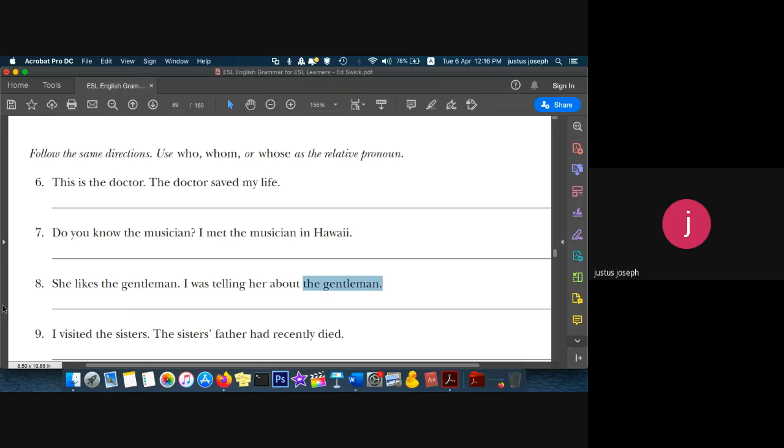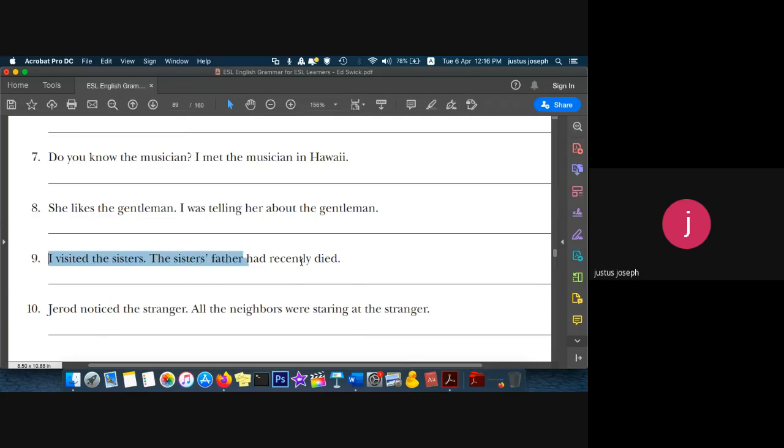She likes the gentleman about. The gentleman will change to whom. I was telling her about. Okay. She likes the gentleman about whom I was telling her.